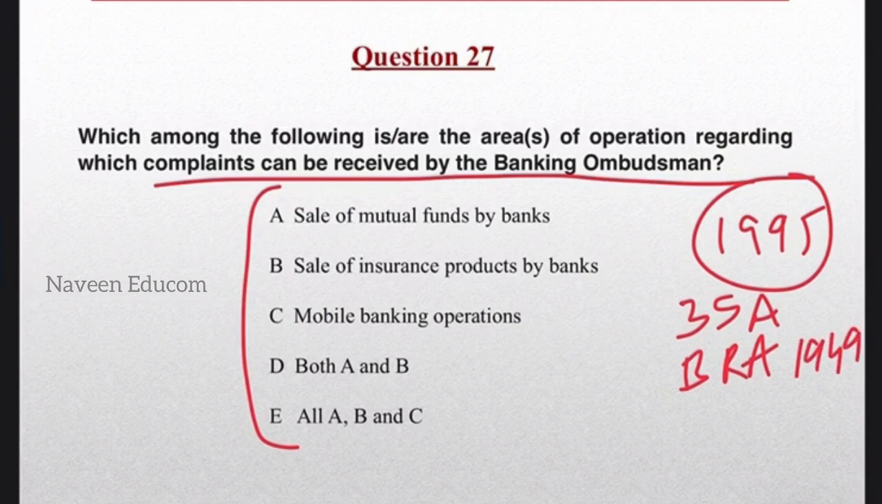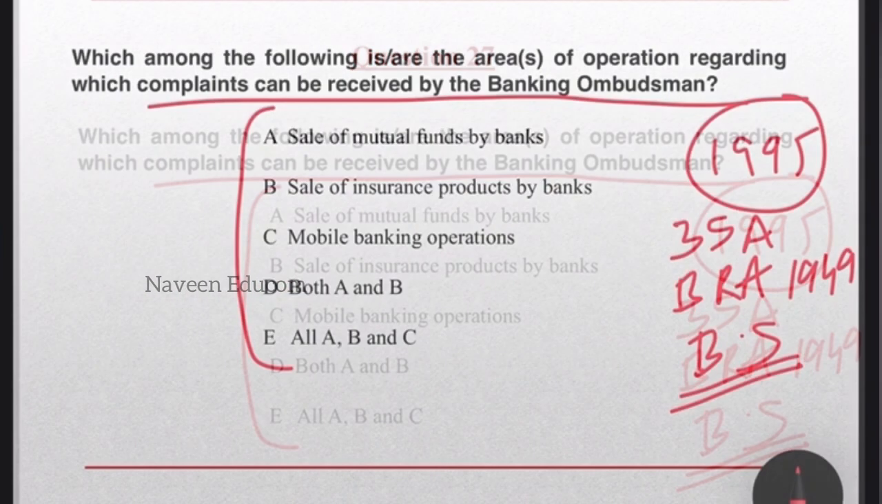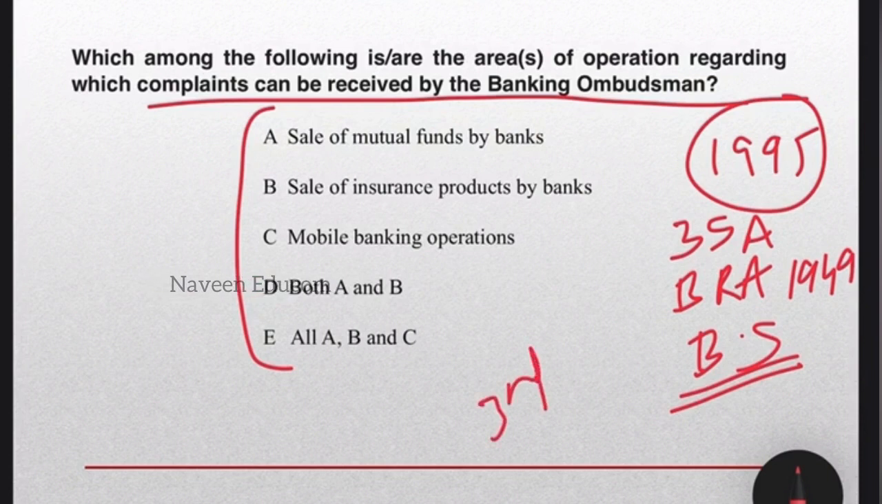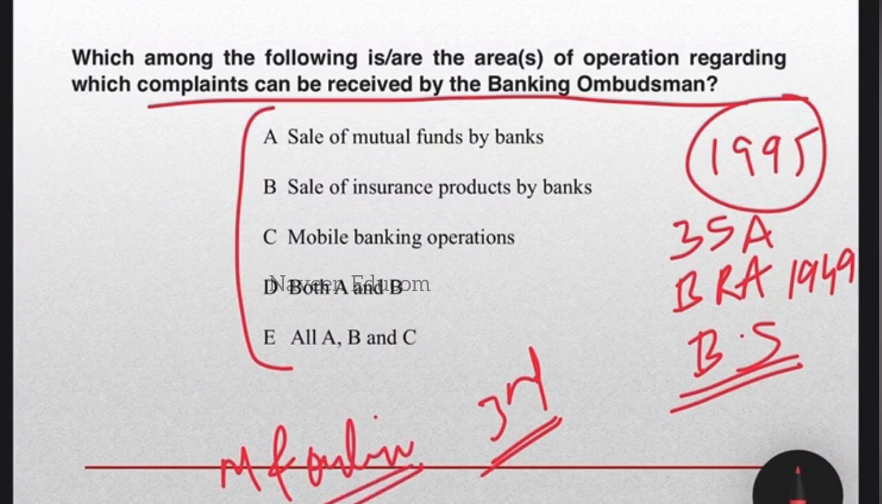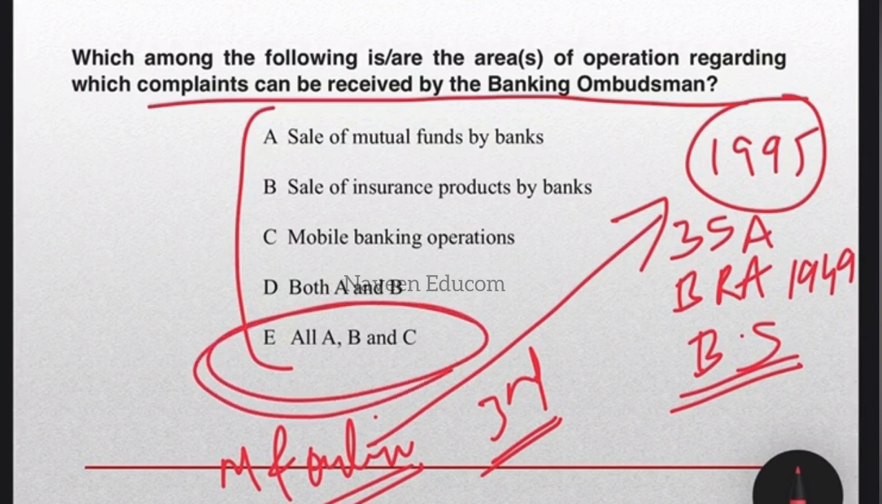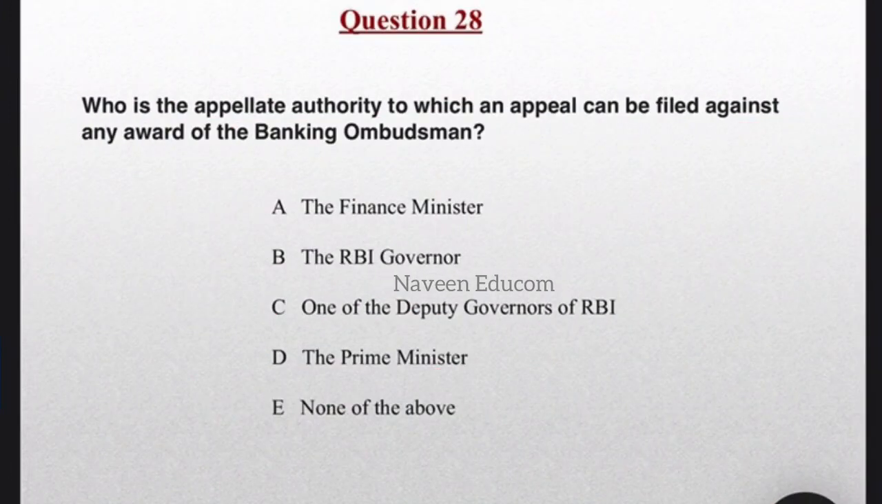As per section 35A of the Banking Regulation Act 1949, the banking ombudsman can be approached in order to register a complaint against deficiency in certain banking services. All scheduled banks are covered under this scheme. The sale of third-party products and complaints regarding mobile and online banking services have also been covered under this scheme. Students, hope you are clear with these multiple points. So what's the option? The answer is option E, all A, B and C come under it. Hope you have got all the important points regarding it.